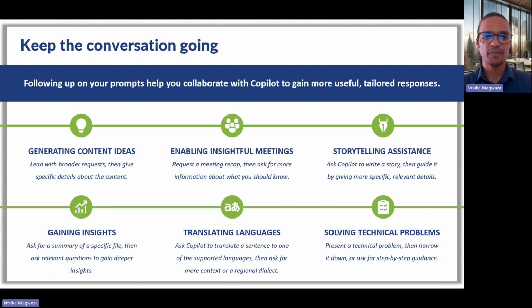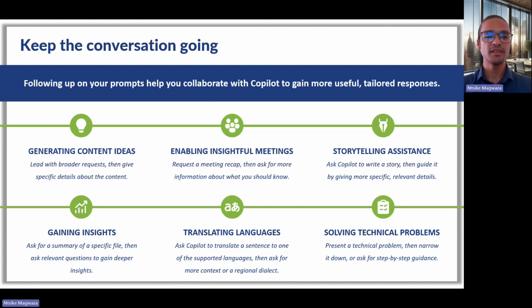that content. Getting insights on meetings. So for example, asking for a meeting recap at the end of a meeting, asking for more information, for action points, just to better understand and make sure that there's nothing that's slipping through the cracks. Copilot's also really good at storytelling. So you could frame an idea and ask Copilot to write a story about it and then progressively provide more and more detail to really shape the story that you want to tell there.